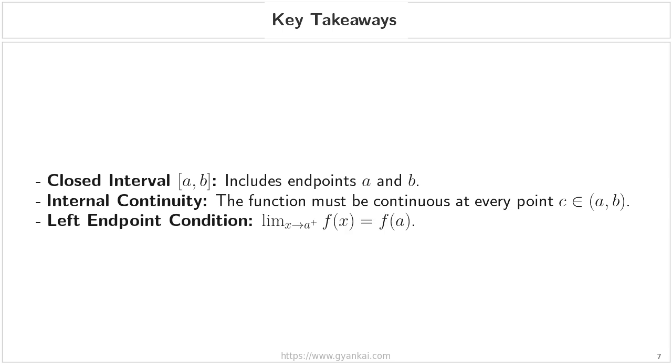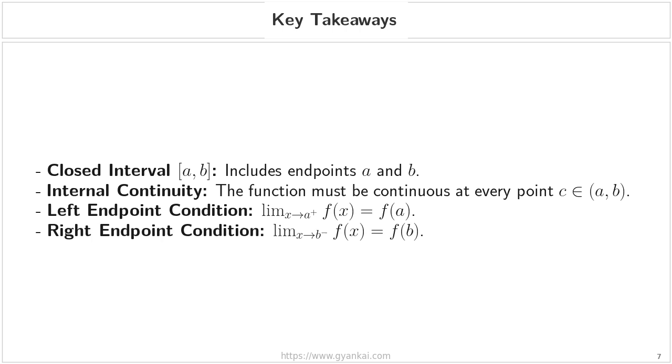Third, we have the left endpoint condition. Because the function isn't defined to the left of A, we only care that the limit of f of x as x approaches A from the right is equal to the function value at A. Fourth, we apply the same logic to the right endpoint. The limit of f of x as x approaches B from the left must be equal to the function value at B.